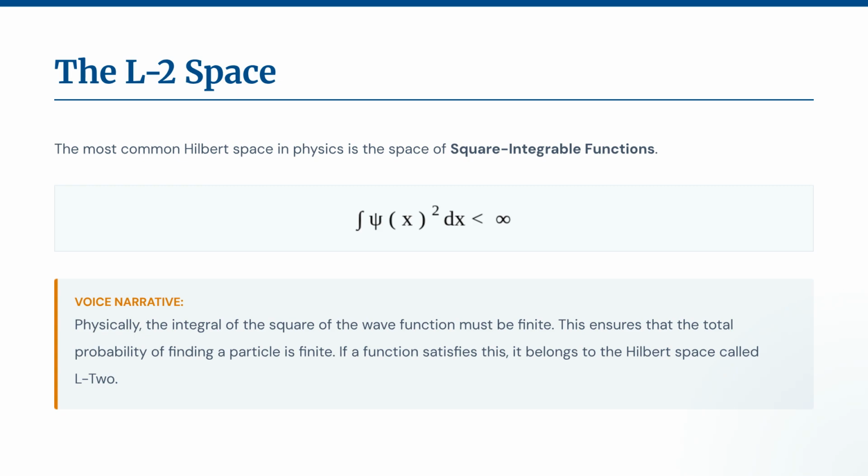Physically, the integral of the square of the wave function must be finite. This ensures that the total probability of finding a particle is finite. If a function satisfies this, it belongs to the Hilbert space called L2.